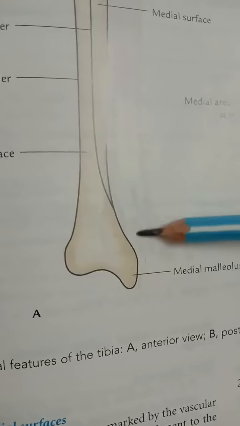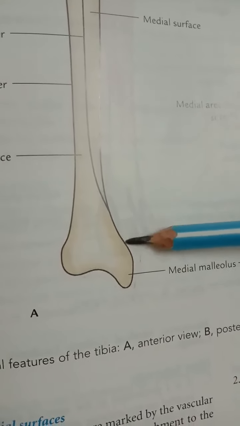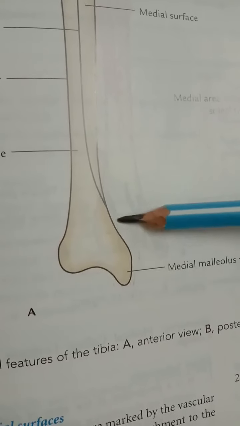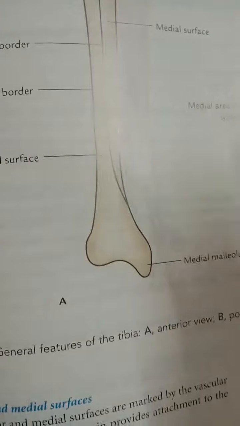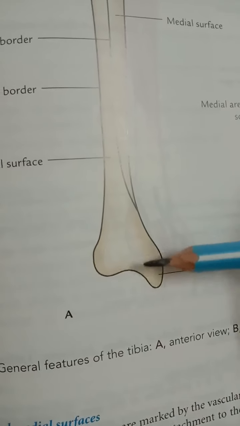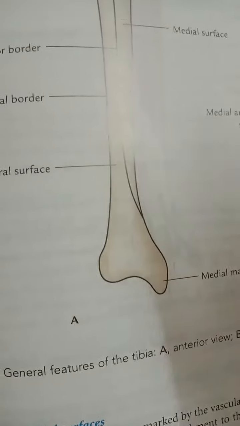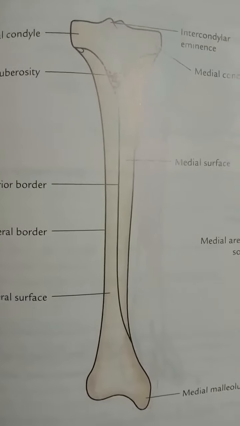Then the medial malleolus, this one. The medial malleolus is a short but strong process. It projects downwards from the medial surface of the lower end of the tibia. It forms the subcutaneous prominence on the medial side of the ankle. After this, let's see the attachments related to the tibia.